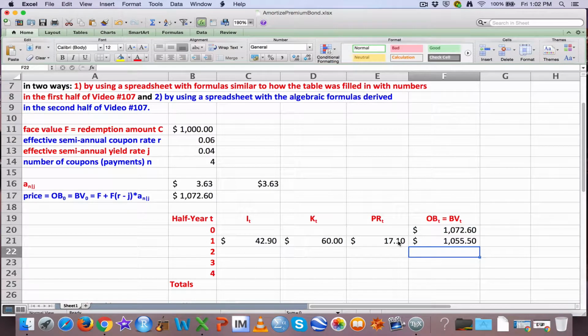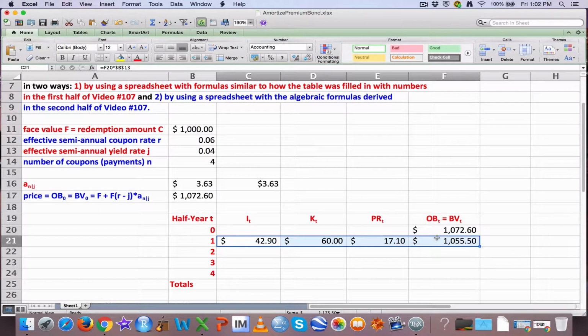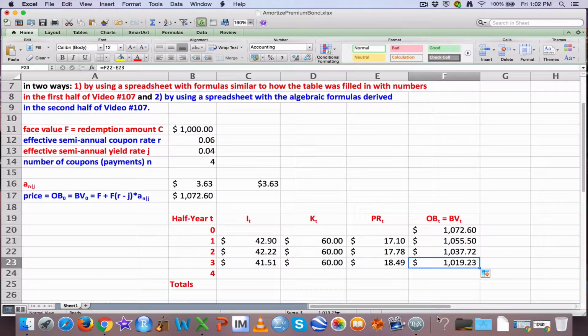And yeah, all these numbers are correct so far if you compare them to video number 107. I can copy and paste this downward at least two rows here. And this number, 1019.23, is correct to the nearest cent. Compare it with video number 107. Here I want to copy and paste this down, but I don't want to copy and paste this one down. Well, I guess I could initially here, but let me make a change to this formula.